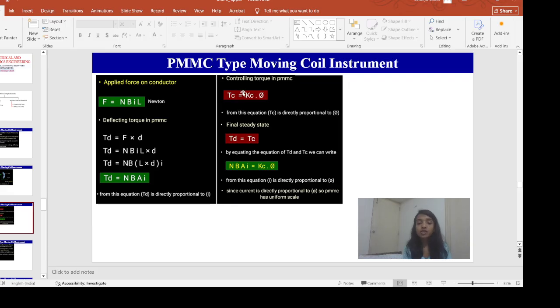And here the spring is providing the controlling torque. When the spring is getting twisted, the controlling torque is directly proportional to the angular deflection phi.